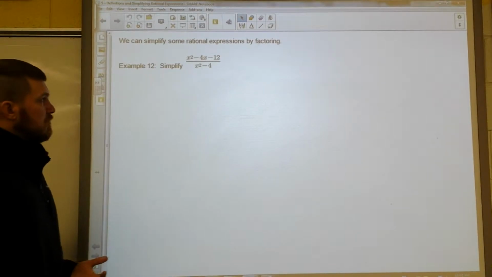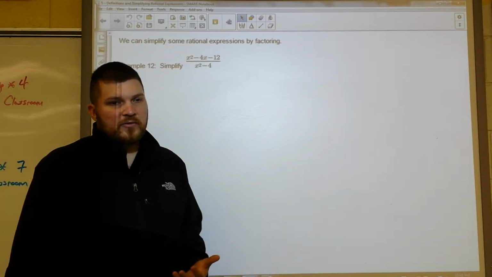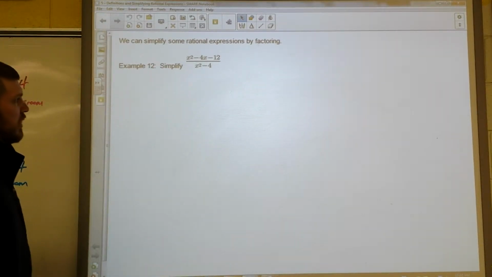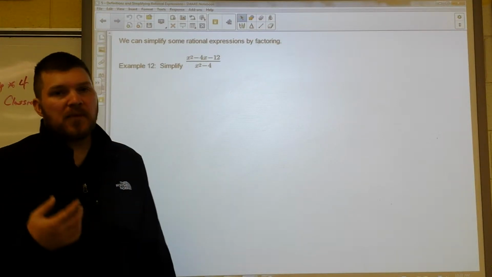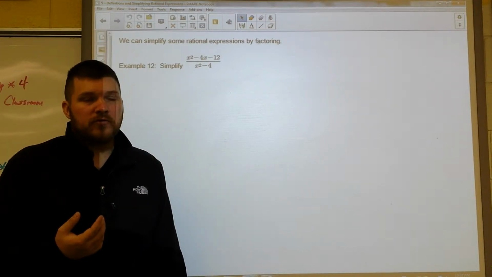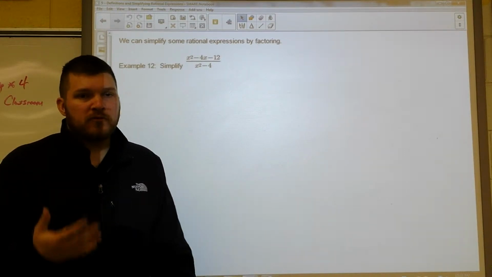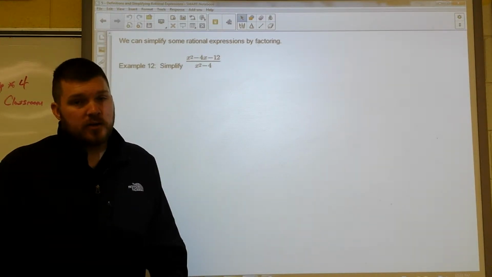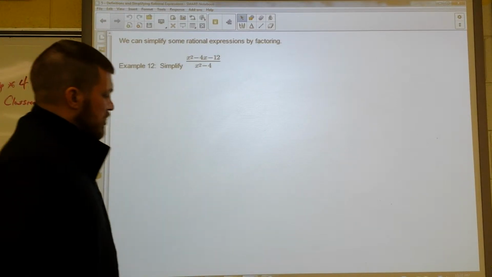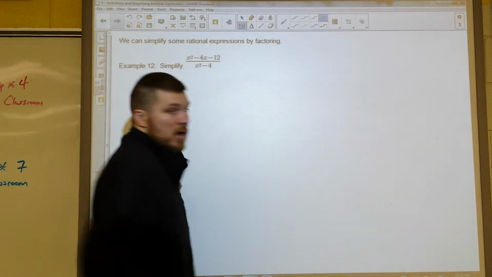We can also simplify rational expressions by factoring. So that's what we're going to do here in example 12. I'm going to try to factor both the top and bottom. Again, if you struggle with factoring, you probably need to go back and re-watch those videos, because factoring is really a review type thing that you should honestly already know how to do. So I'm going to do some scratch work. I'm going to do the top in blue and the bottom in green.